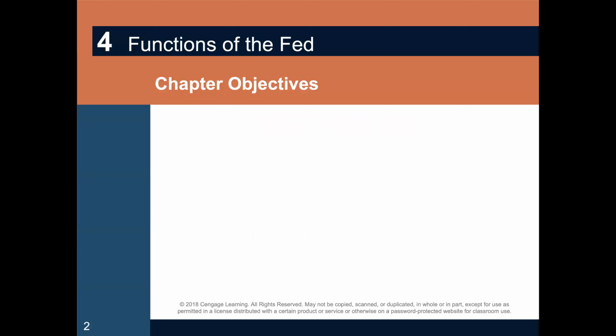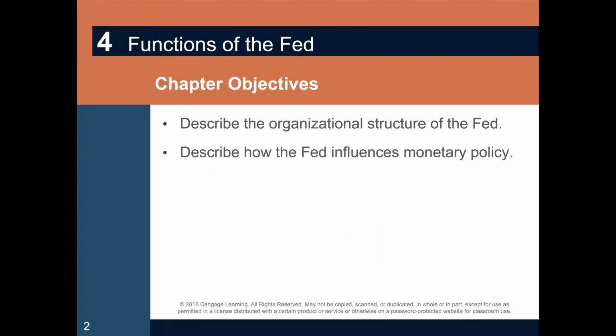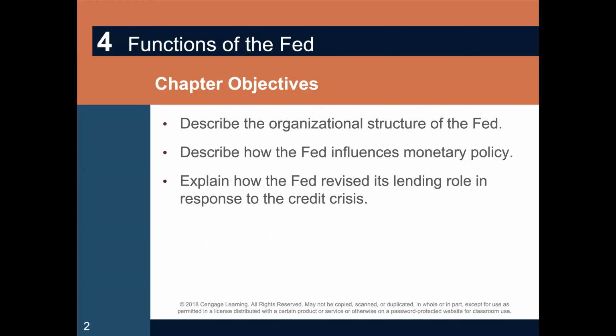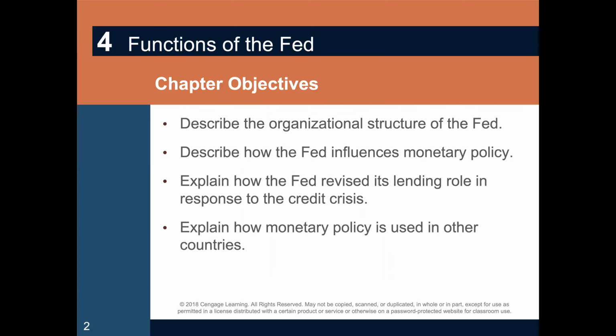So our objectives in this chapter are to describe the organizational structure of the Fed, describe how the Fed influences monetary policy, explain how the Fed revised its lending role in response to the credit crisis. We're talking about the credit crisis of 2007 through 2009. And we'll explain how monetary policy is used in other countries.